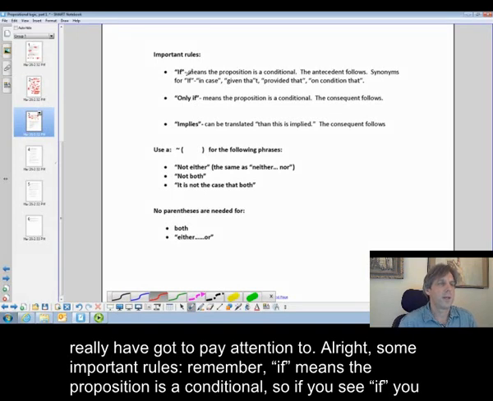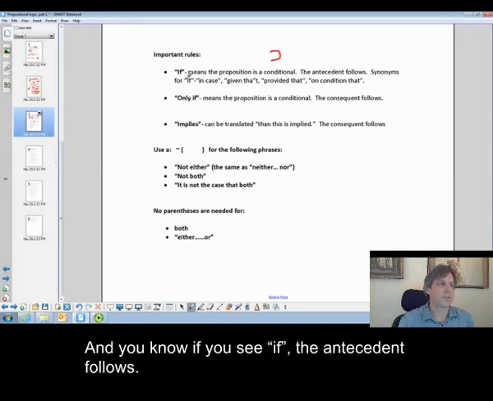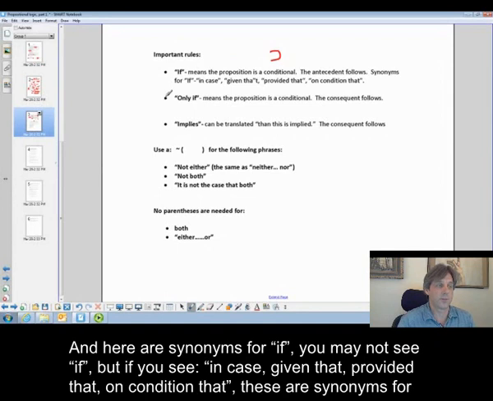Remember, if means the proposition is a conditional. So if you see if, you know you're dealing with the horseshoe operator, right? That's your main operator. And you know if you see if, the antecedent follows. And here are synonyms for if. You may not see if, but if you see in case, given that, provided that, on condition that, that shouldn't be there, a little typo there. These are synonyms for if.